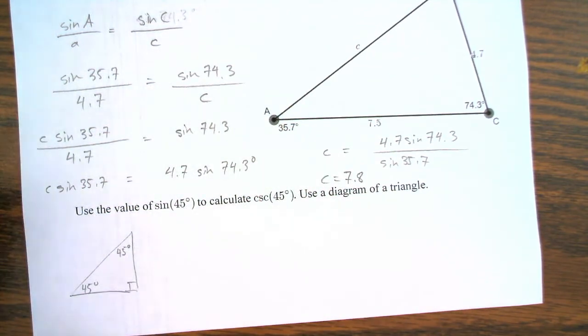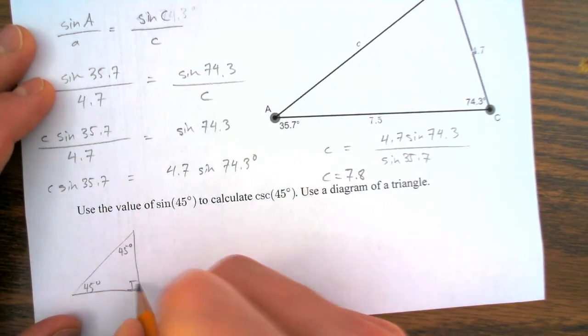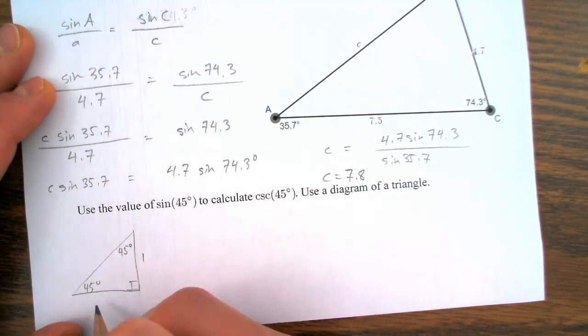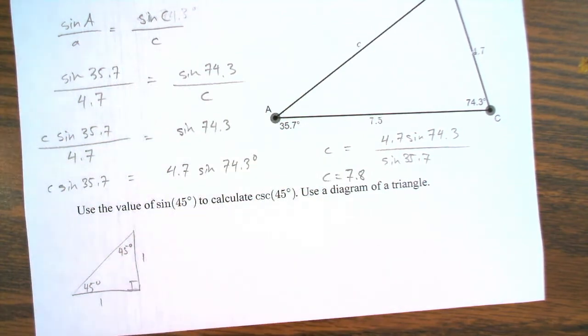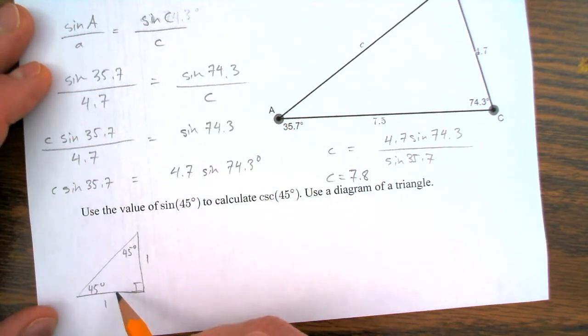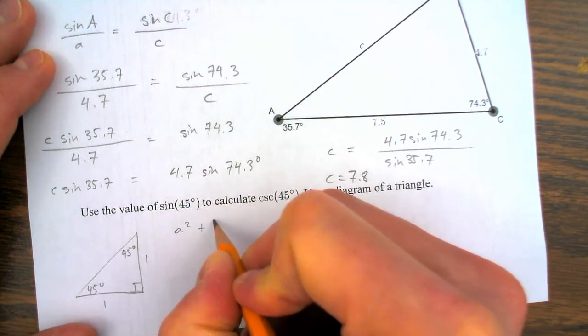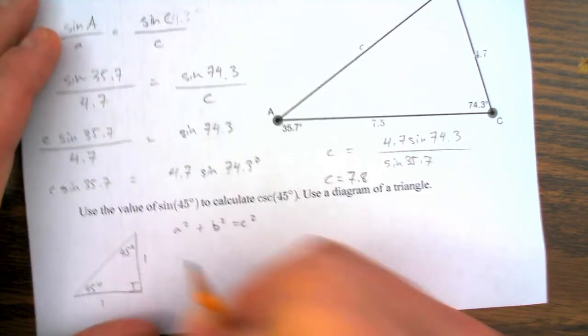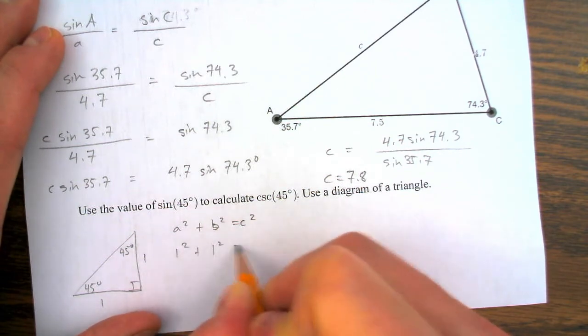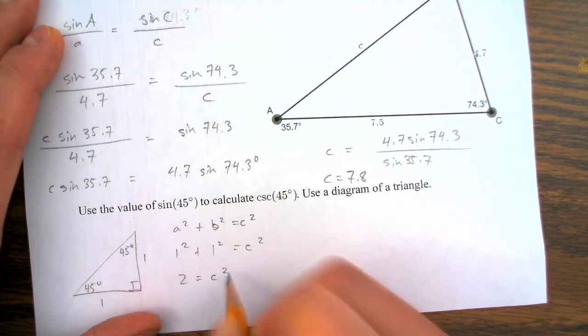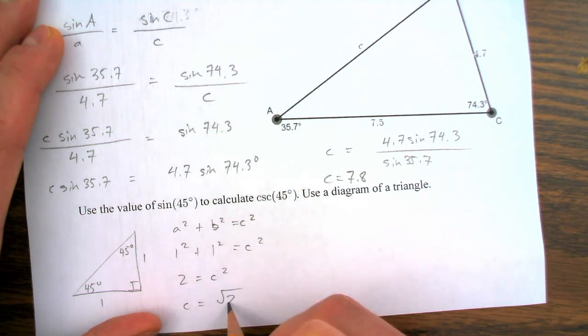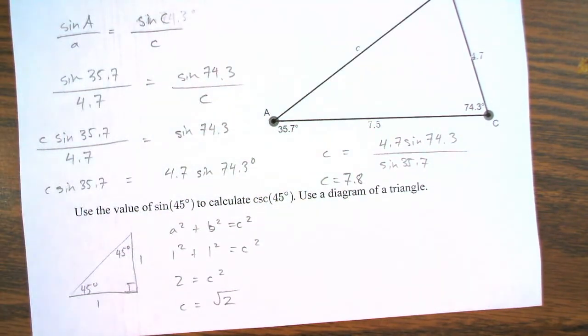and previously we had given lengths to this triangle. We said let's make these two sides equal to 1. Just out of simplicity, we could have picked any number. We could have made them 10 and 10, and then using the Pythagorean theorem, we found that c is equal to root 2.